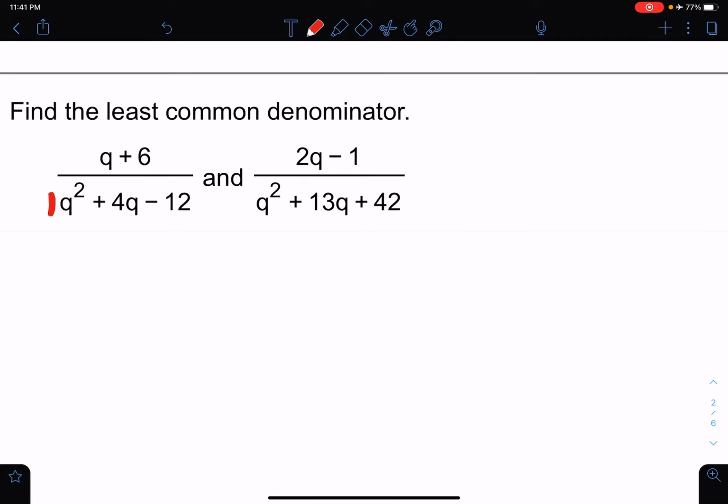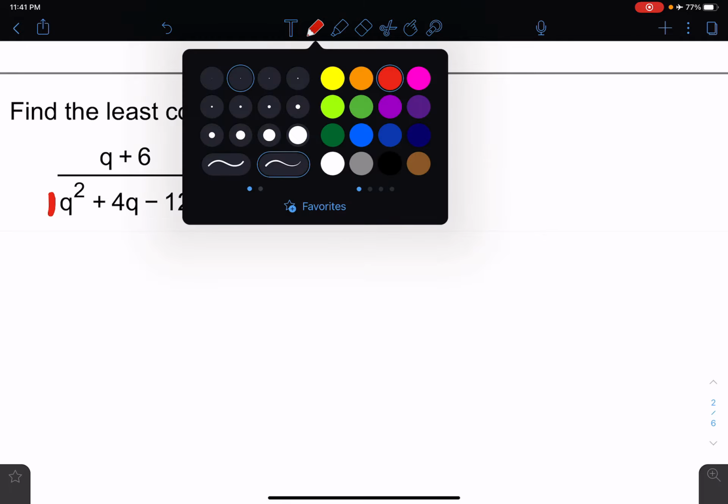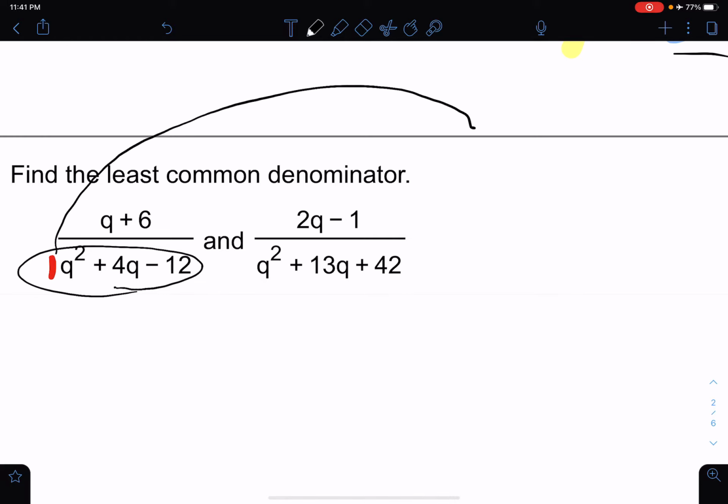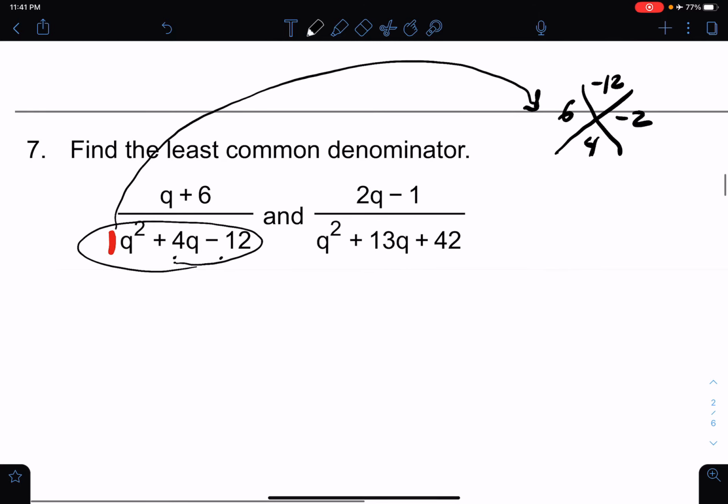How about if we show our work, or at least show our little work over here. What 2 numbers will multiply to negative 12 and will add to 4? Of course, I'm getting that from these 2 pieces right here. And so what's going to do that? Well, how about a 6 times negative 2 is negative 12 and adds to 4. So therefore, because this is considered an easier problem, it's going to factor down to q plus 6 times the quantity q minus 2.